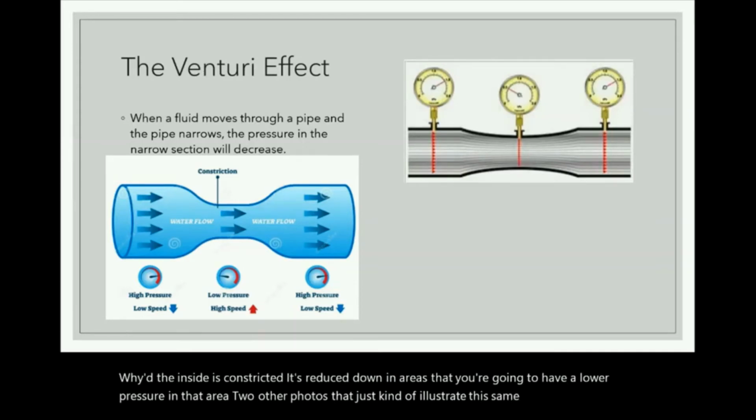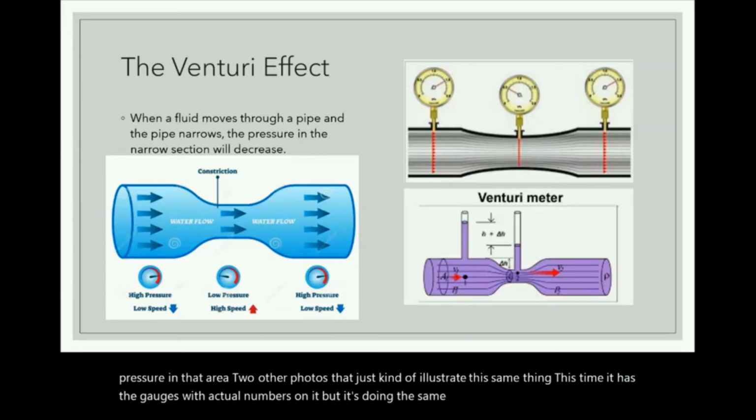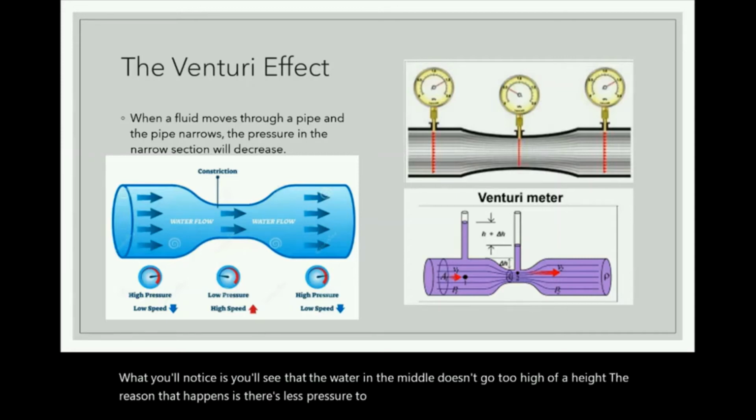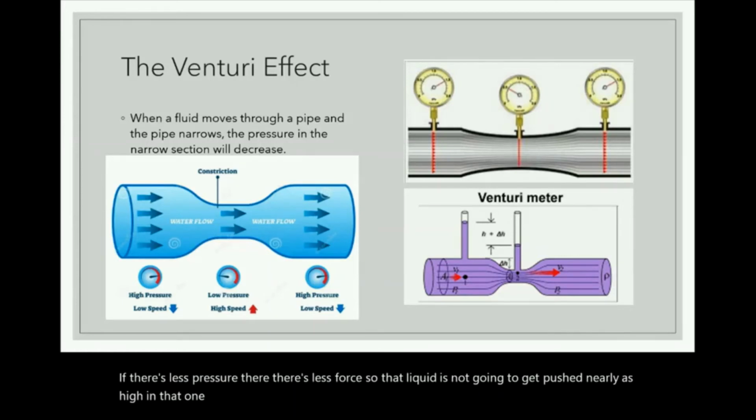Two other photos that just kind of illustrate the same thing. This time it has the gauges with actual numbers on it, but it's doing the same thing. And then this bottom image, what you'll notice is you'll see that the water in the middle doesn't go to as high of a height. The reason that happens is there's less pressure to push it up. Remember, pressure is force divided by area. If there's less pressure there, there's less force, so that liquid is not going to get pushed nearly as high in that one. So that's kind of the second concept for today.